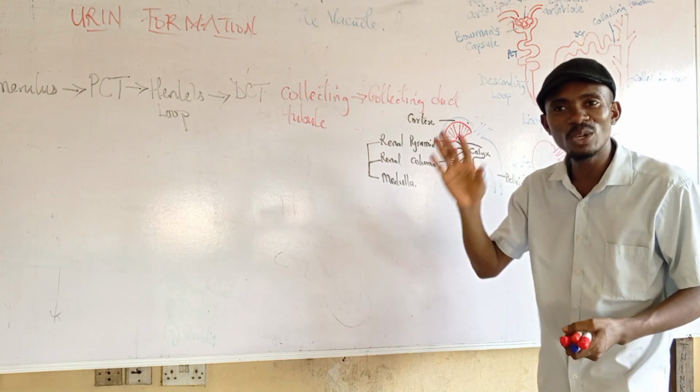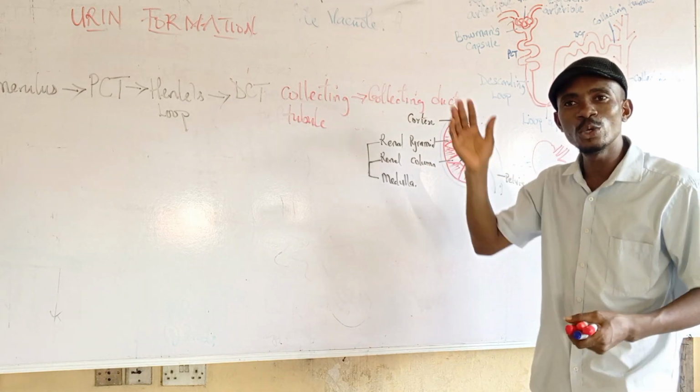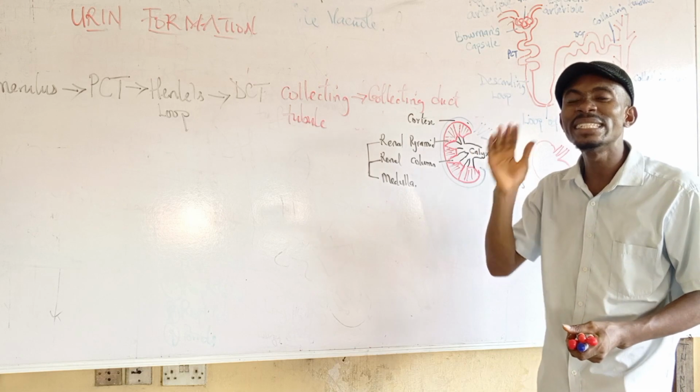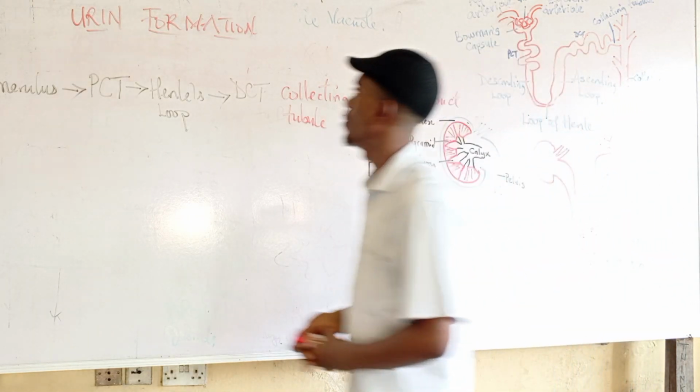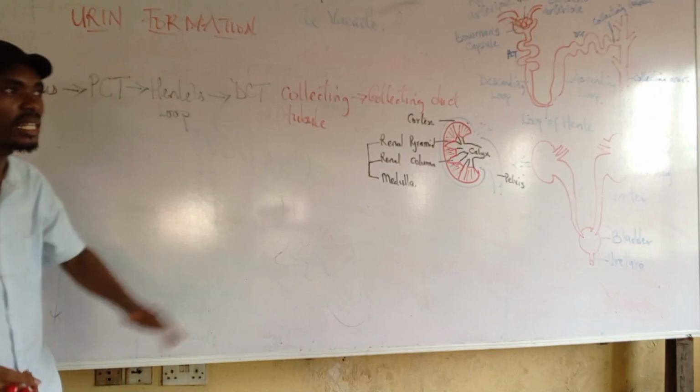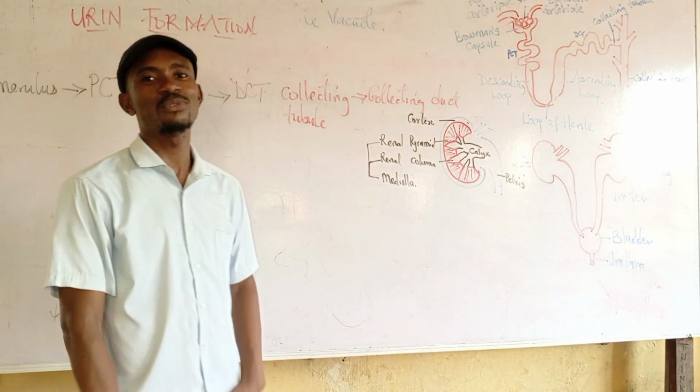From there it enters the minor calyx, major calyx, renal pelvis, ureter, bladder, and then finally the urethra. That is the last place it passes through. So this is basically how urine is formed.